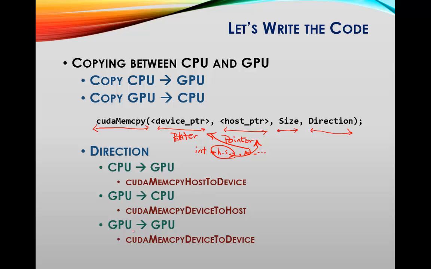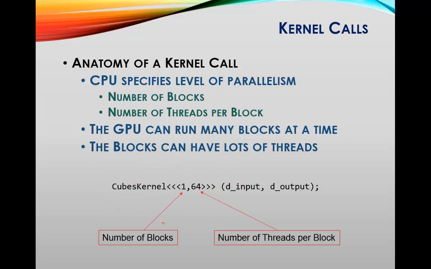And the direction is basically three directions you can copy. From CPU to GPU, its value is a constant called cudaMemcpyHostToDevice. The host to device copies from your CPU to your GPU. If you write cudaMemcpyDeviceToHost, it copies from your device, from your GPU, into the contents of your CPU pointers. And if you wanted to communicate between two different GPUs, you'd use cudaMemcpyDeviceToDevice, and that specifies the direction of your copying.